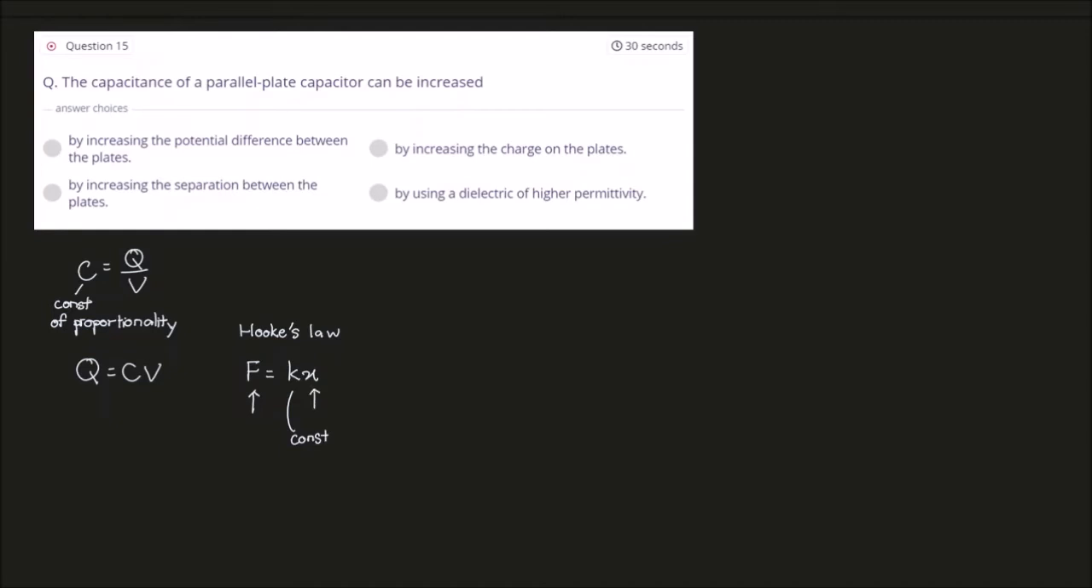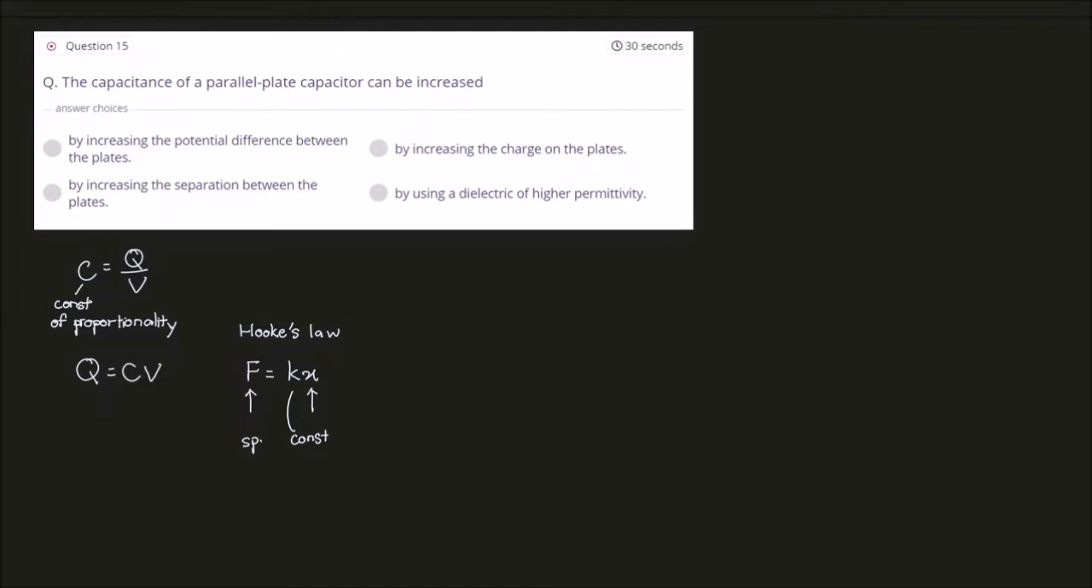Okay, it works the other way around as well. Let's say today you increase the displacement of a spring, you stretch the spring or you compress the spring. What changes here is not the spring constant. What changes here will be the force that you exert on the spring. The greater the change of displacement, the greater the force you need to exert on the spring. So that's Hooke's law. So k is the spring constant.